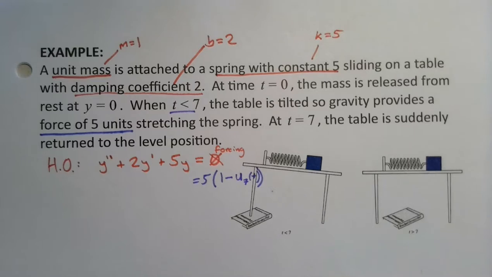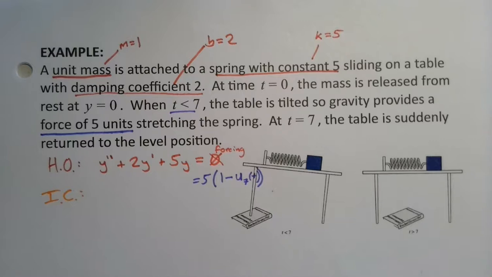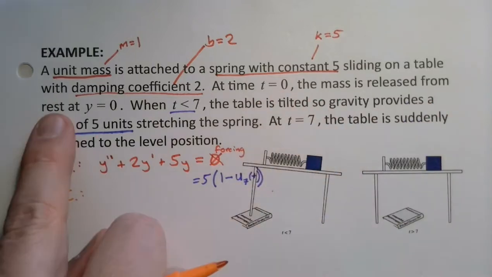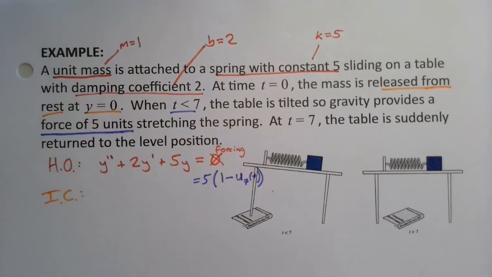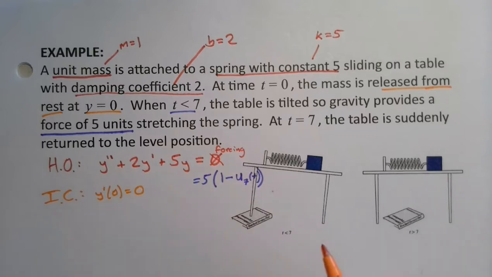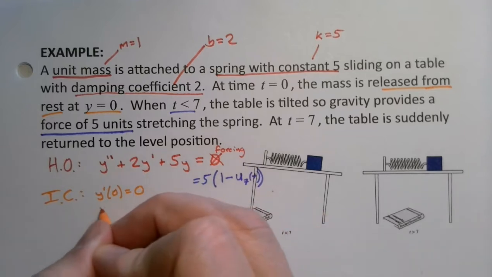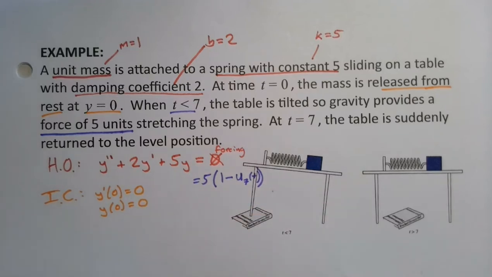So this is the harmonic oscillator that we're dealing with. The other information that we need to know is what are the initial conditions that we're facing. So at t equals 0, the mass is released from rest at y equals 0. So that means y prime of 0 equals 0. From rest means no initial velocity. And the other thing that we know is y of 0 equals 0, because we didn't move the mass at all. We just released it from its equilibrium position.